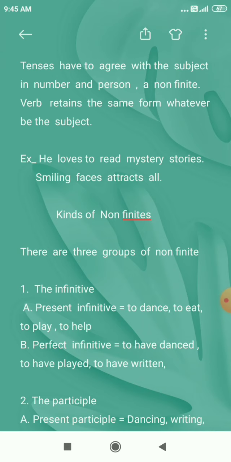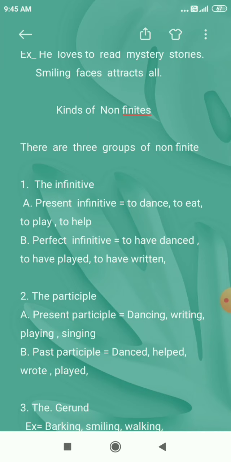to have killed. All these are the examples of the perfect infinitive. After that, the participle. There are three forms of non-finite. The infinitive. In infinitive, there are two groups: present infinitive, to dance, to eat, to play, to help. And second one is the perfect infinitive, to have danced, to have played, to have written.